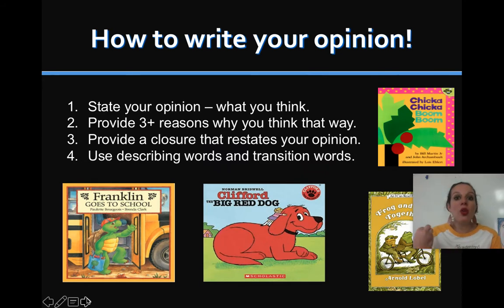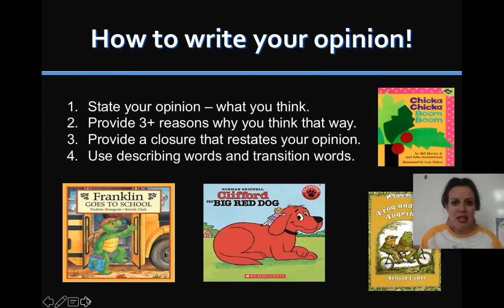So now let's move into how we would write our opinion. When we're writing an opinion, there are 4 good steps to follow. Step number 1, state your opinion. An opinion is what you think or how you feel about something. So you might state your opinion about these books, which ones you like best and which ones you like the least. These would be opinions. You should be able to provide reasons for why you feel however you feel.